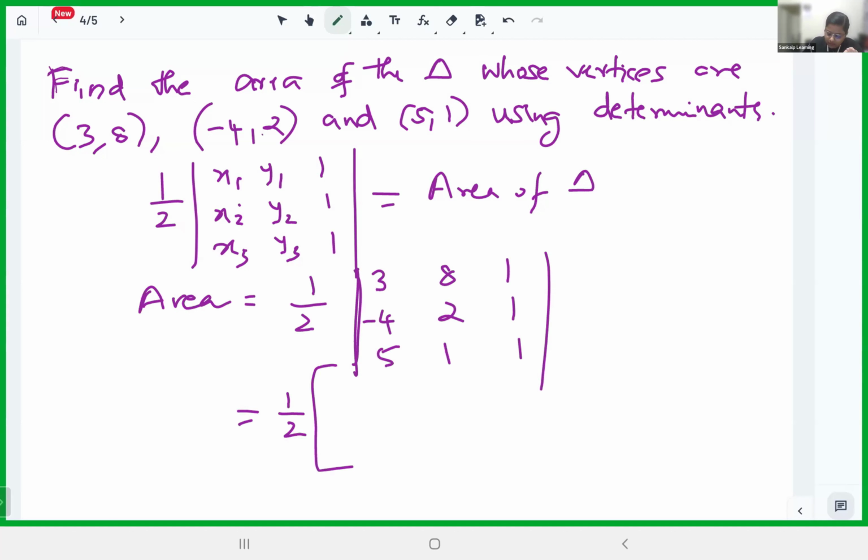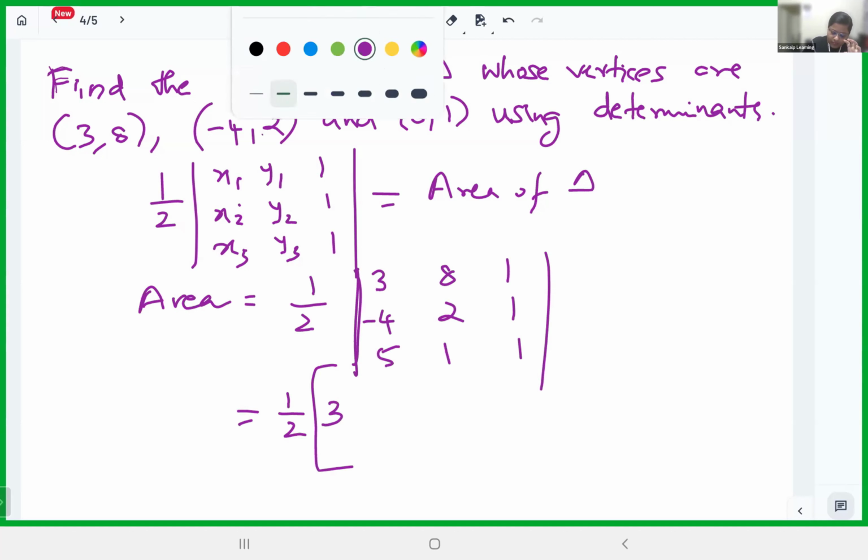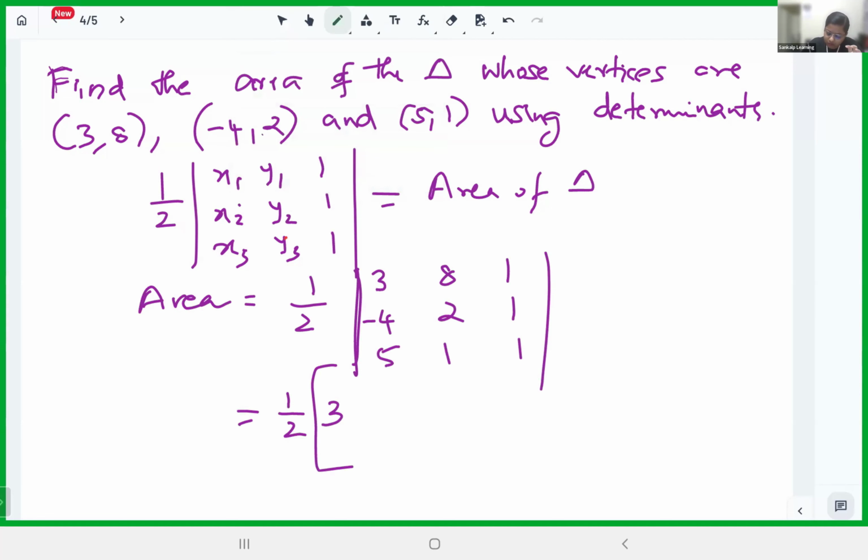Okay. So this is a 3 by 3 matrix, right? So you have to expand it along any row or column. I am expanding it along the first row. The first thing is you have to eliminate the row and column containing 3. So what is remaining? 2, 1, 1, 1.